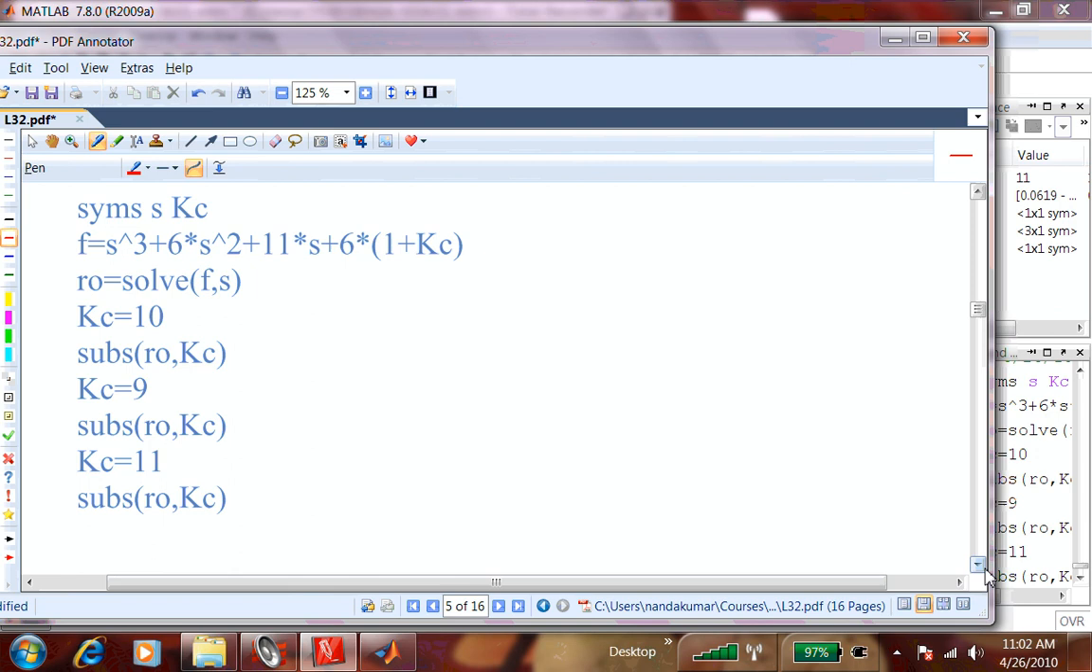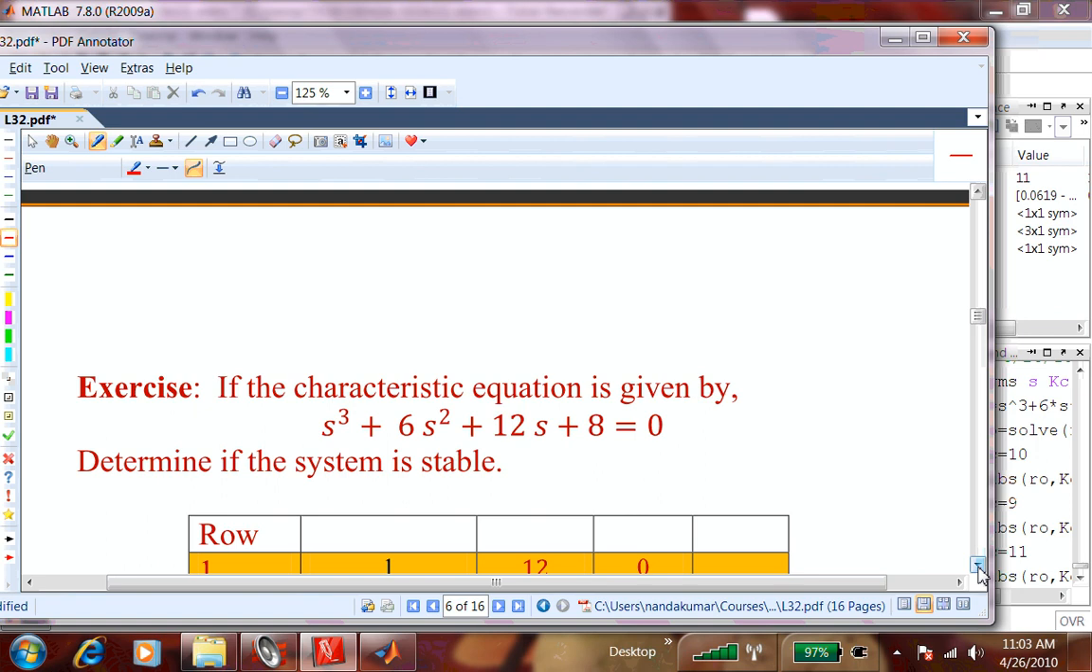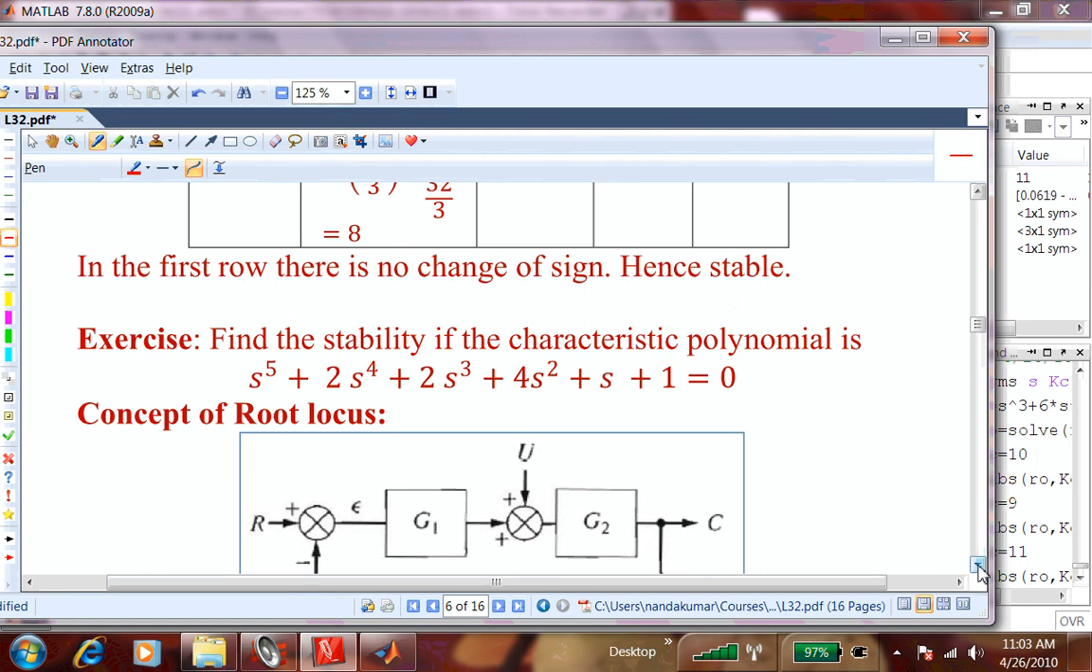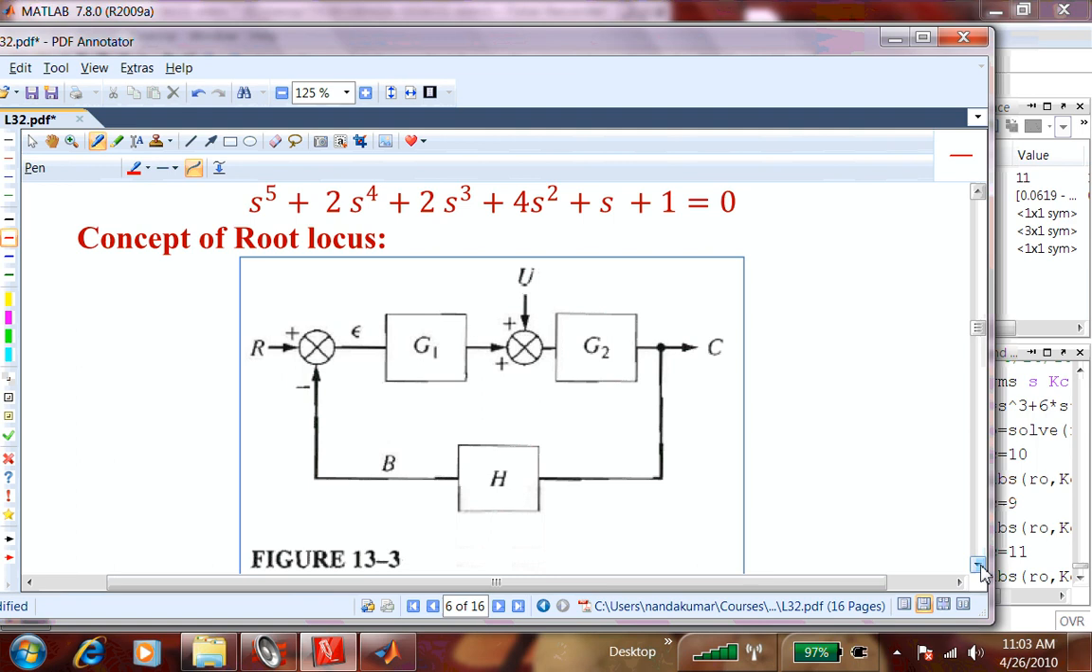I have left a few other exercise problems for you to play with. You can expect one simple kind of question in the exam, so familiarize yourself with these two problems. Let's move on to the next topic, which is the concept of a root locus. What is root locus, how do we plot it, what do we get out of it, and what are the tools in MATLAB that will allow us to use that?